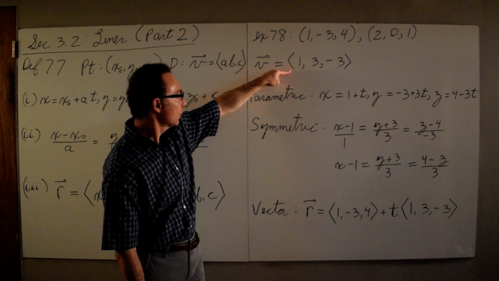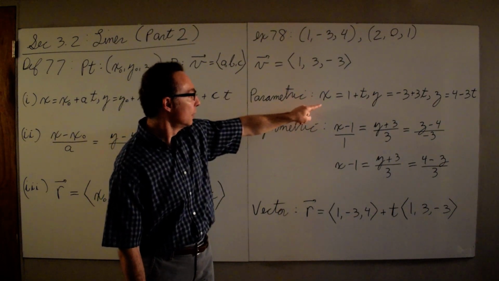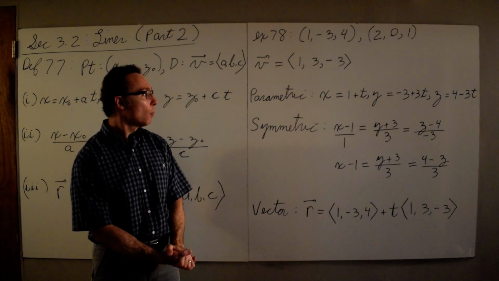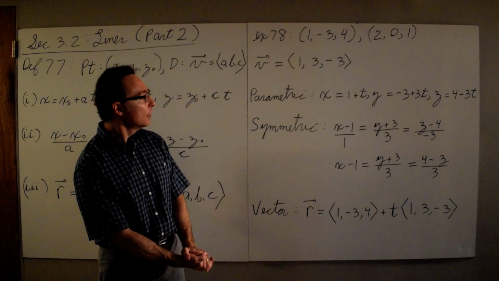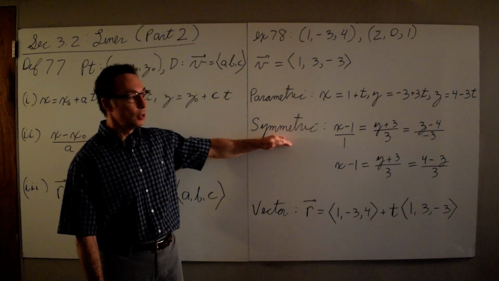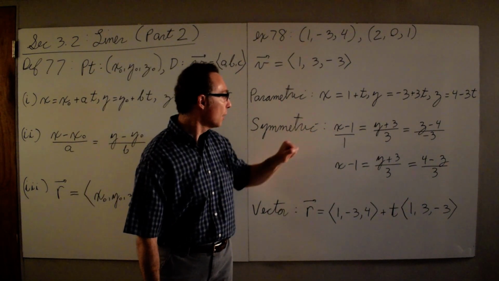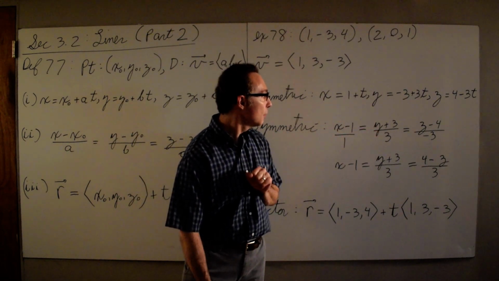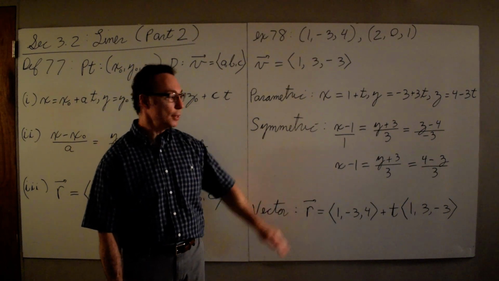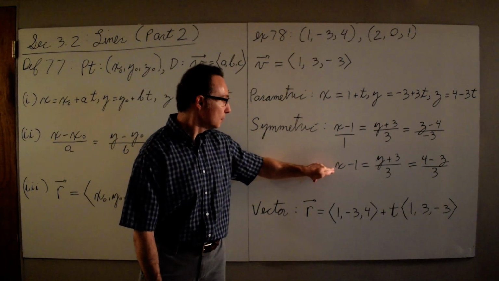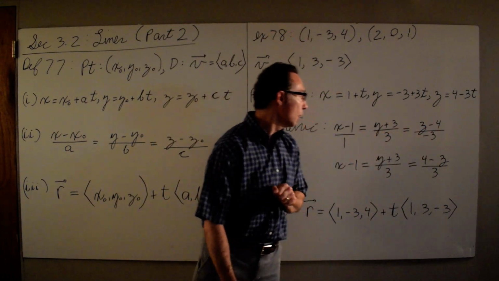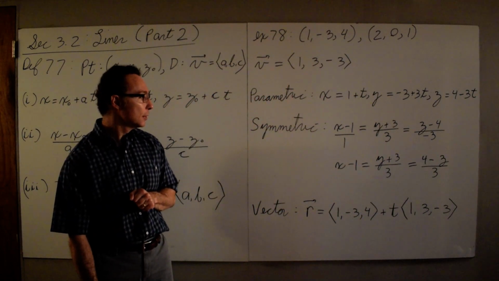So here's our direction vector. The parametric equations then: x is equal to 1 plus 1t, y is equal to negative 3 plus 3t, and z is equal to 4 minus 3t. The symmetric equations, solve for t: x minus 1 divided by 1, y plus 3 divided by 3, z minus 4 divided by negative 3. We can simplify these a little bit. We don't have to write this part. And here we took the negative 1 and distributed it through the numerator, so we have 4 minus z.